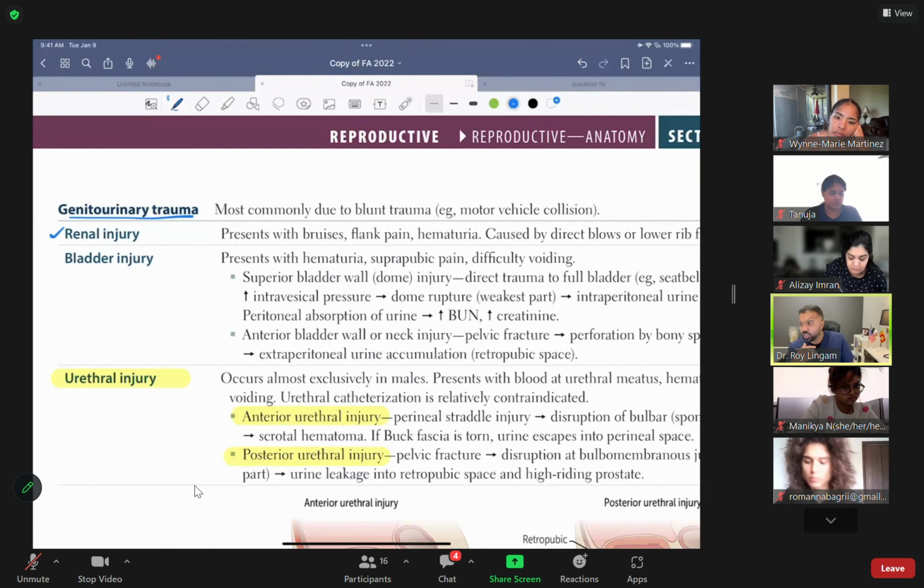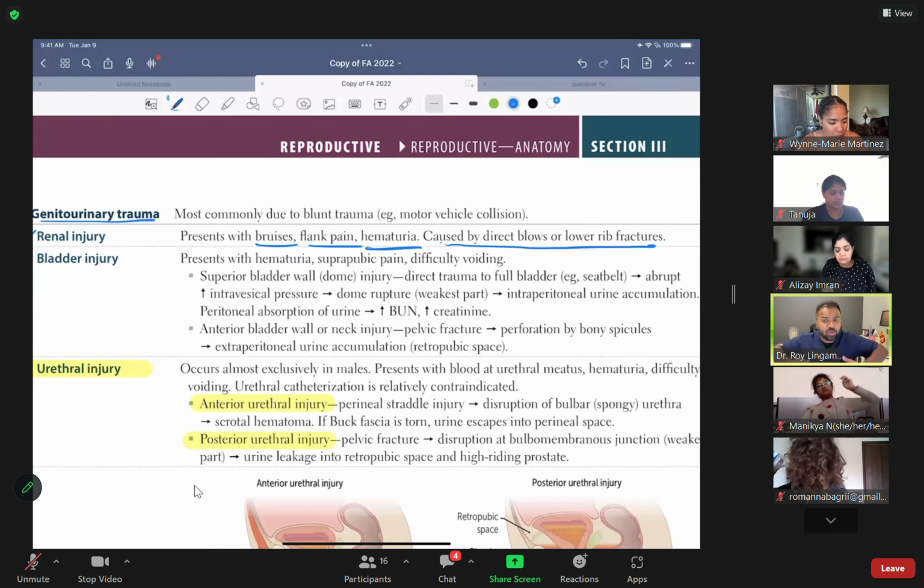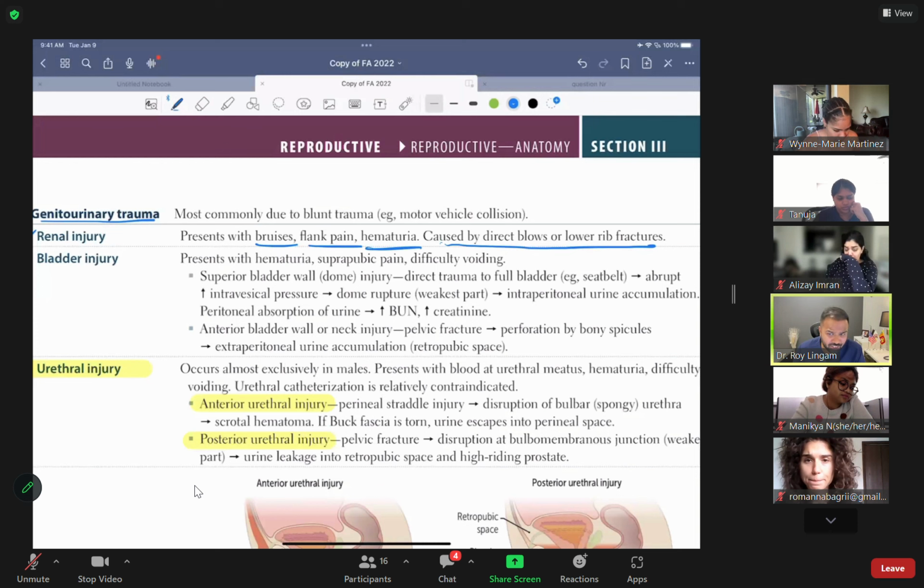Some people have an injury to the kidney, right? So they would have bruises, flank pain, hematuria. It's caused by a direct blow or lower rib fractures. Whenever the lower ribs fracture, they can poke the kidney. Okay, so that's kidney injury.